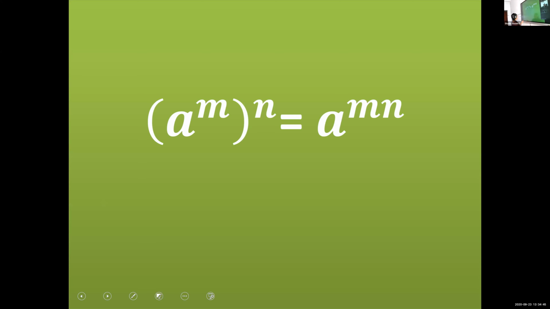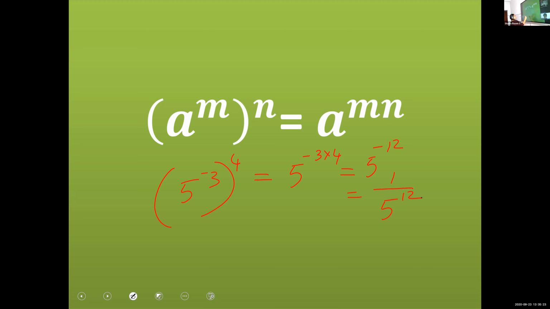Lakshmi, give the answer. 5 raised to negative 3, the whole raised to 4, equal to what? 5 raised to negative 3 into 4, equal to 5 raised to negative 12. Then we can write it as 1 by 5 raised to 12. Very good.